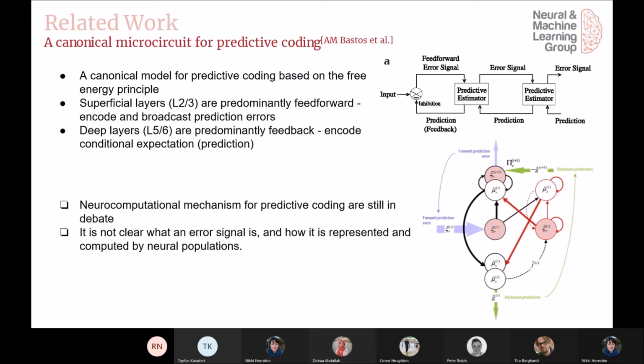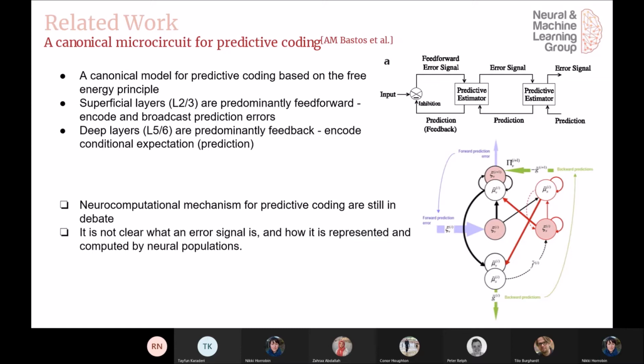So, for example, there are some neurons in layer 2/3 that fire when there's a negative error, and there is some population of neurons that fire when there's a positive error. And the deep layer of layer 5 is actually doing this prediction from the higher area to the lower area. However, the neurocomputational mechanism for predictive coding in the brain is still in debate.